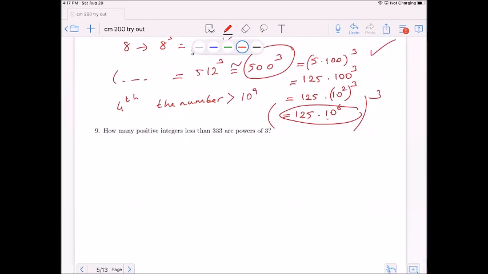So let's go. How many positive integers less than 333 are powers of 3? Can you get that? Okay, then. So you have just 1 minute to think about that.